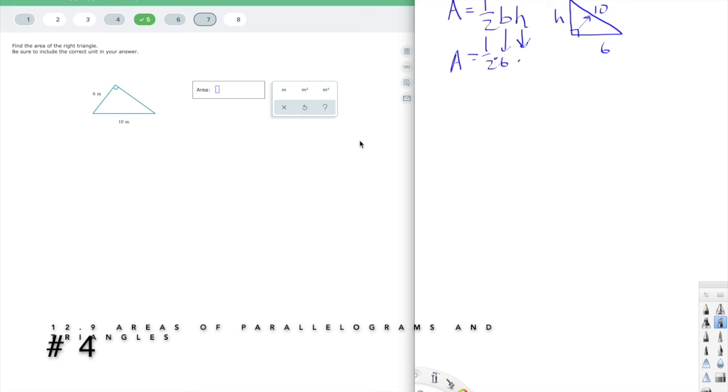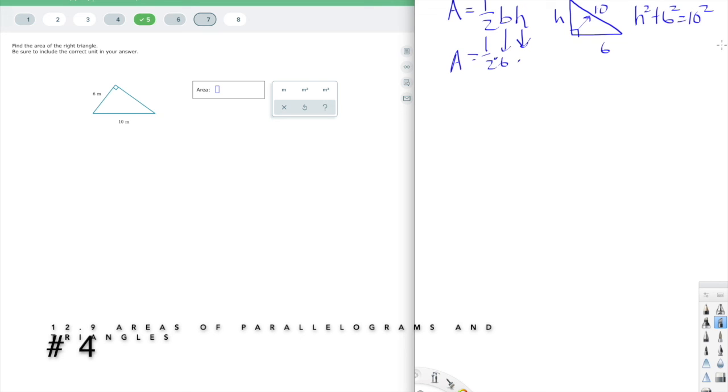Pythagorean theorem. So I'm going to go through really quick and go A squared plus B squared equals C squared. It's a right triangle, I know they're equal. So I have H squared plus 6 squared equals 10 squared. And really, A and B don't matter which one is A and B, but C does matter. C has to be across from the right angle, the hypotenuse. Remember that. That's the big one.